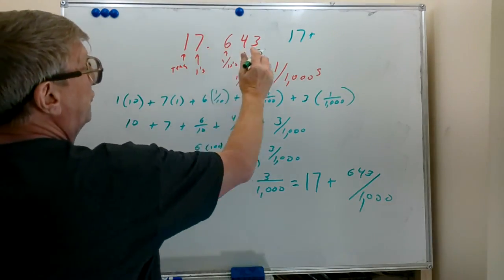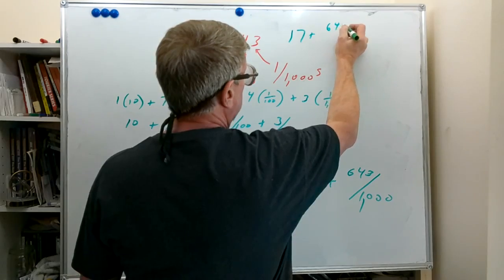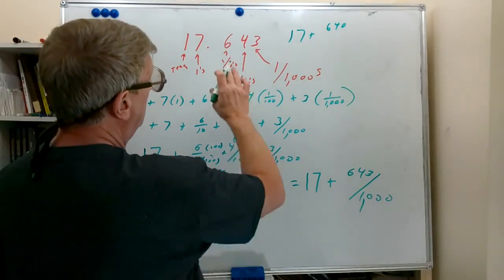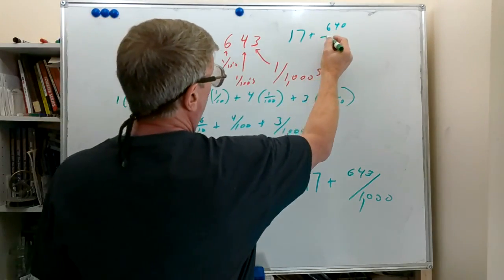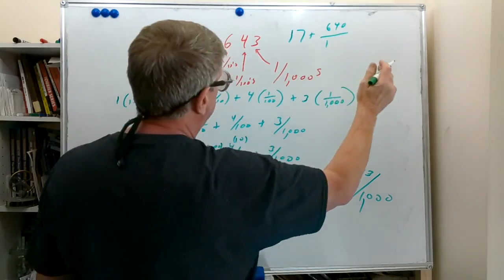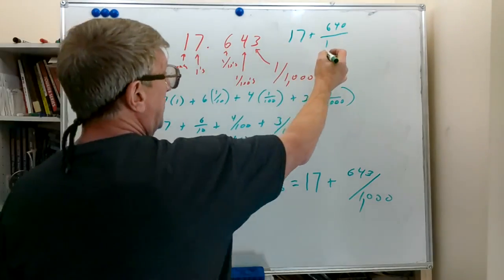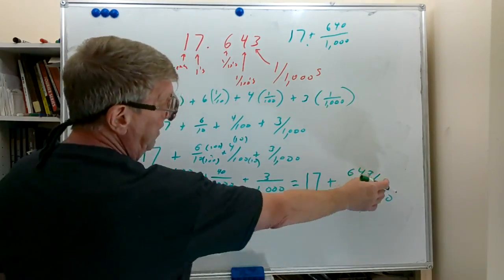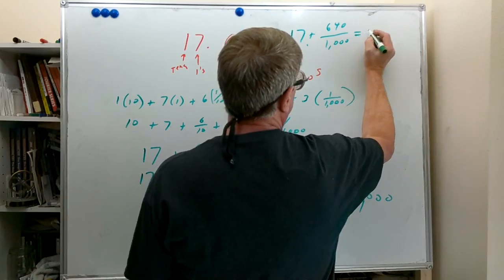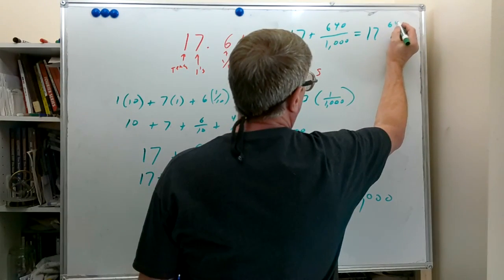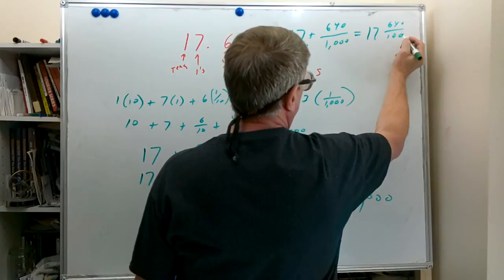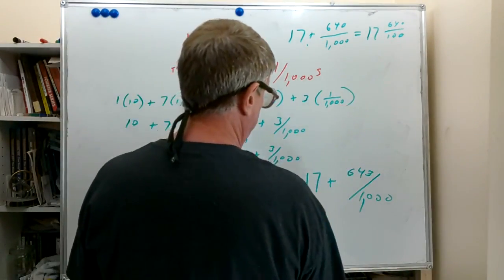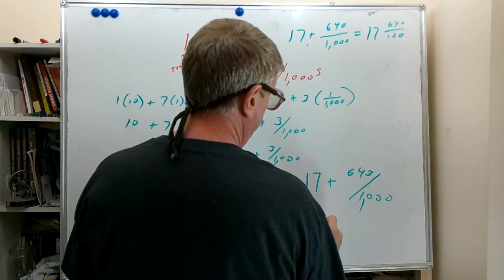And remember here, 643, we have 3 digits. The denominator is 1 and 3 zeros, because there are 3 digits to the right of the decimal place. And you notice that this and this have the same number of zeros. We could also write this as 17 and 643/1000ths, because we usually don't need to put the plus in there when we write a mixed number, by convention.